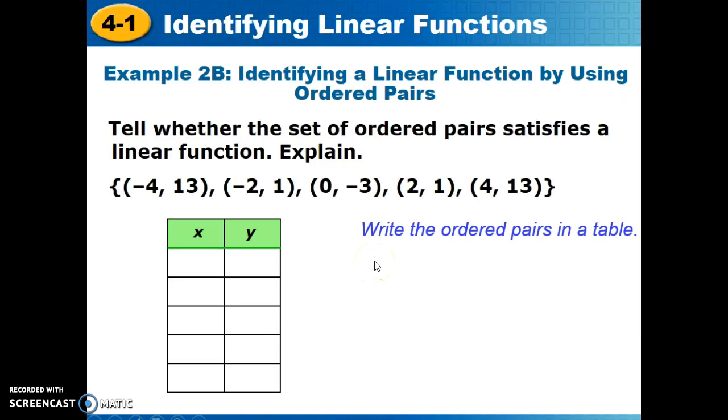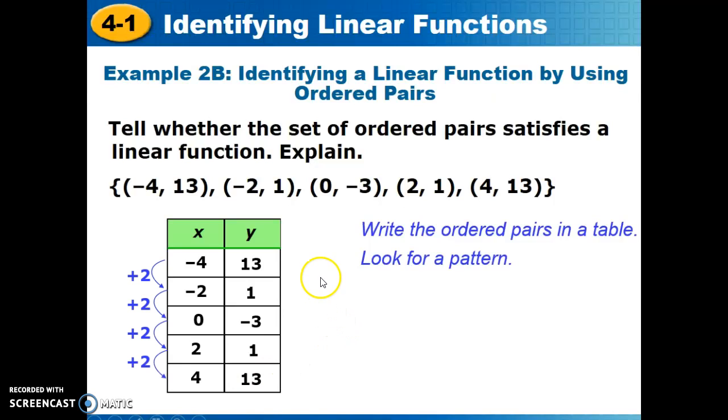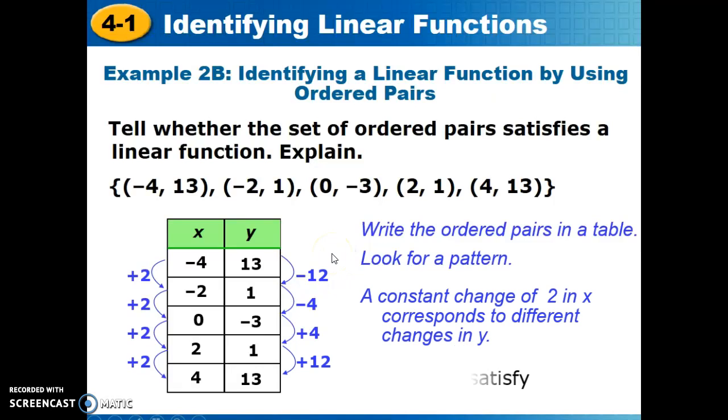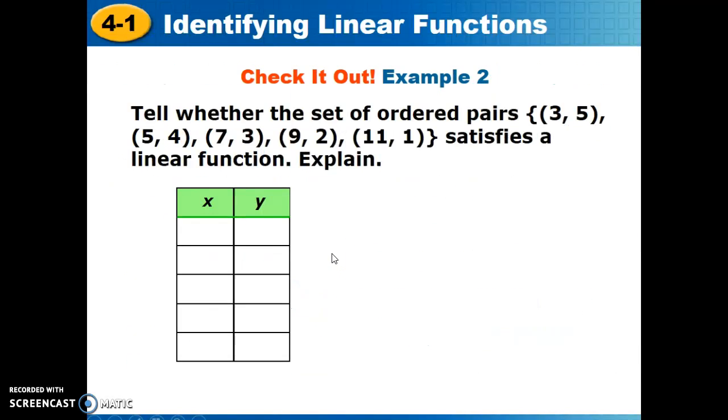Let's put these into the table as well. It's easier to organize them. Again, we're checking for a pattern. We're going up 2, 2, 2, 2. We're going down 12, down 4, up 4, up 12. We do see a pattern, however, it's not constant changes in the y or the range of value. Therefore, we do not have a linear function.